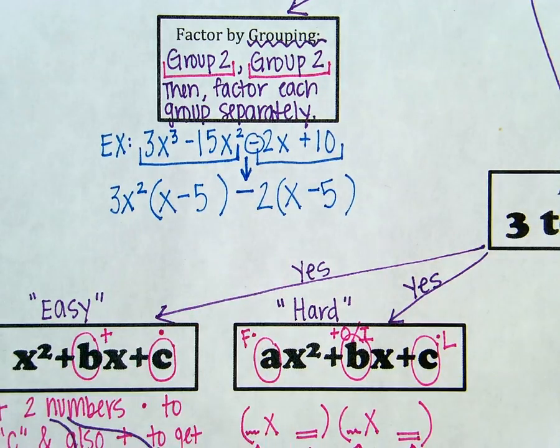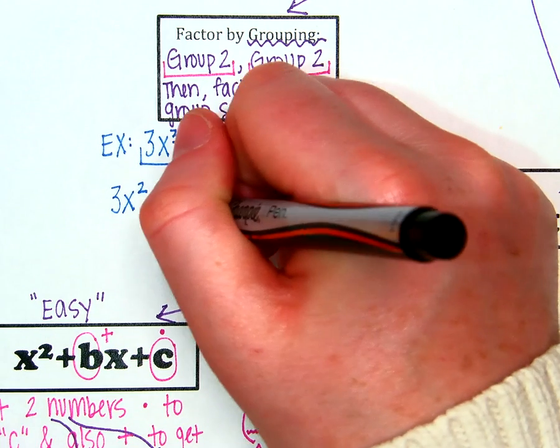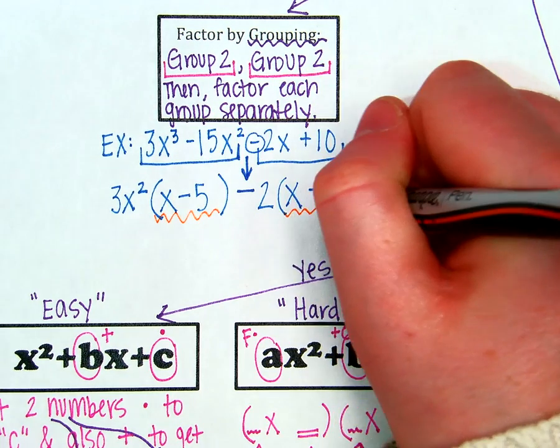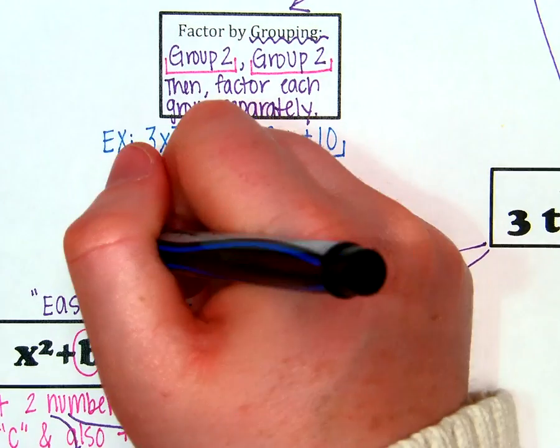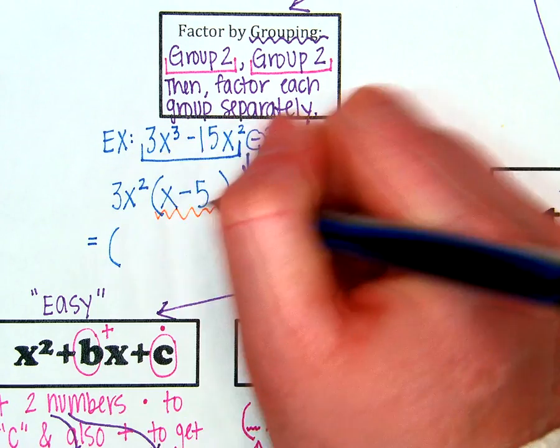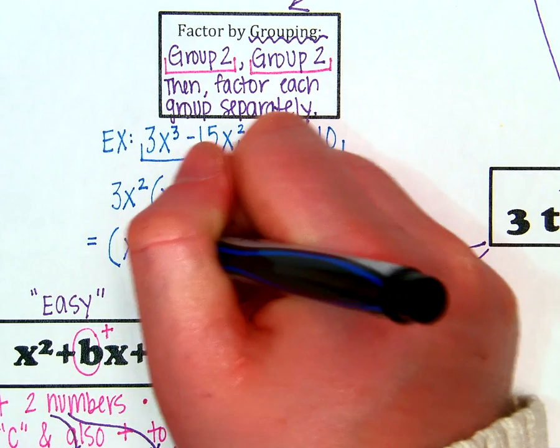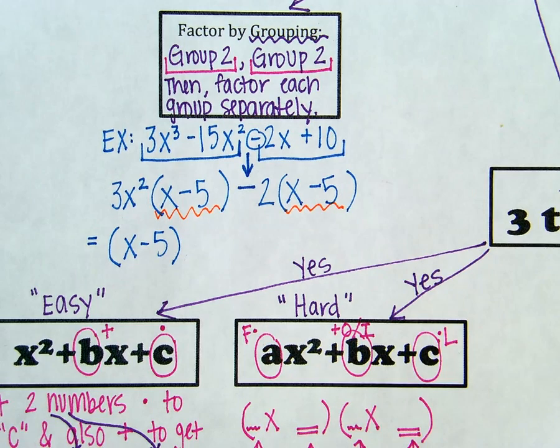When you do factor by grouping, if you did it correctly, these sets of parentheses right here should match. And because they match, they have it in common, you can factor that out as well. So your next step is to take that x minus 5 that they share out as a greatest common factor. So we just write it one time out front. And then you write the leftovers in the next set of parentheses.